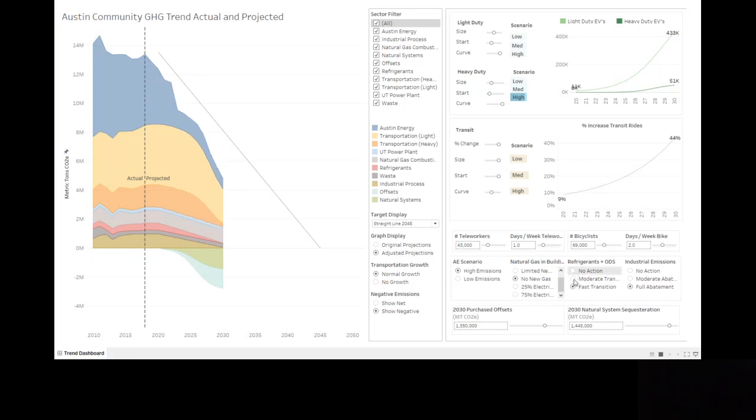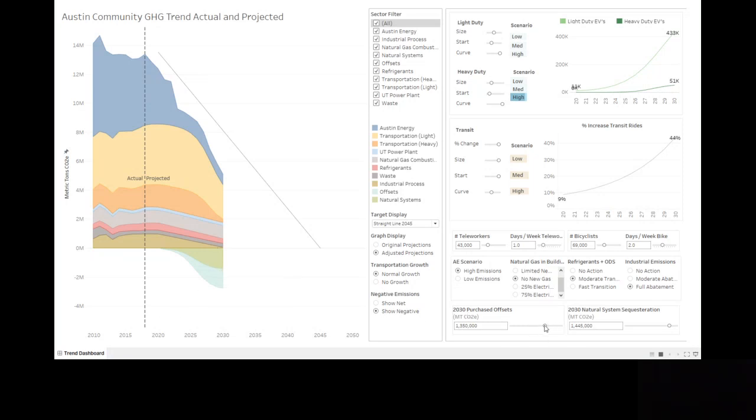Refrigerants similarly has three options. So no action, moderate transition to lower leak rates, and lower global warming potential refrigerants. And industrial emissions have a similar path. So either no action to reduce high global warming gases used in semiconductor, mainly manufacturing, or fully abating them, where you'll see here they're fully gone by 2030. All of these are applied with an adoption curve, so it doesn't all just happen in 1 year. We assume it would happen over time.